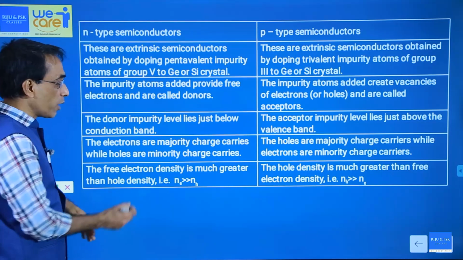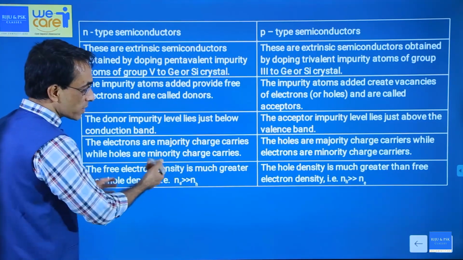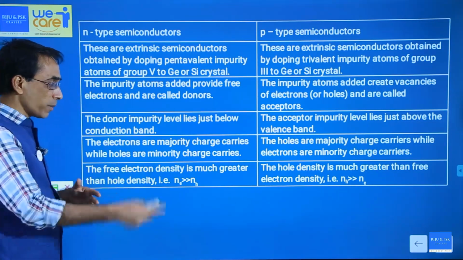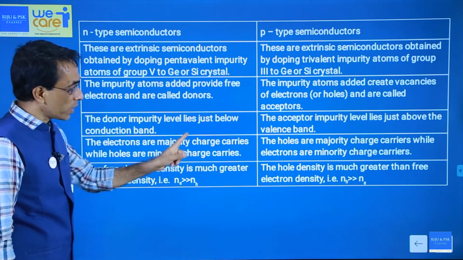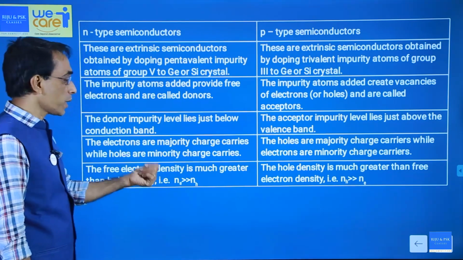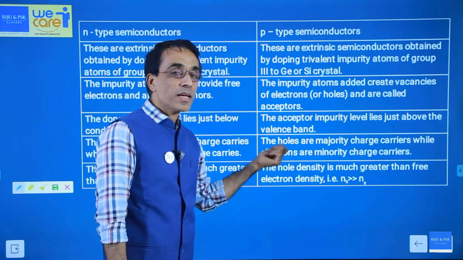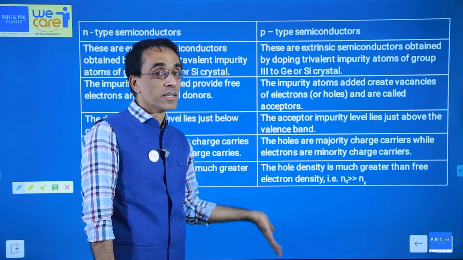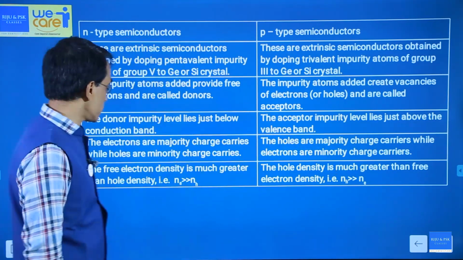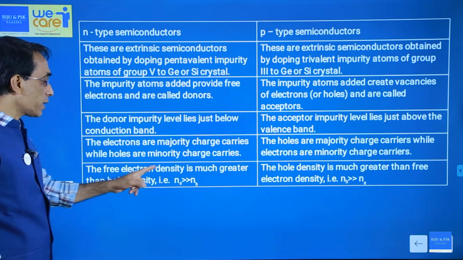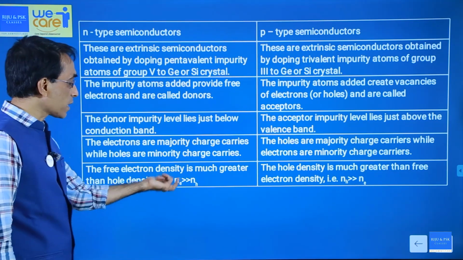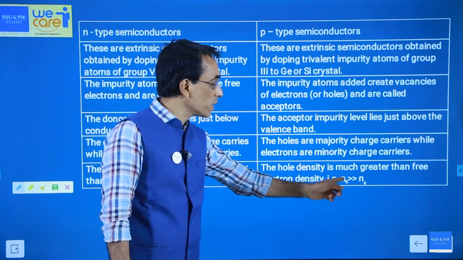See, hereafter I will be using these sentences and usages more and more. Electrons are majority charge carriers, holes are minority charge carriers. What about P type? Electrons are minority charge carriers and holes are majority charge carriers. The free electron density is much greater: Ne is greater than Nh. In P type, Nh is very much greater than Ne.